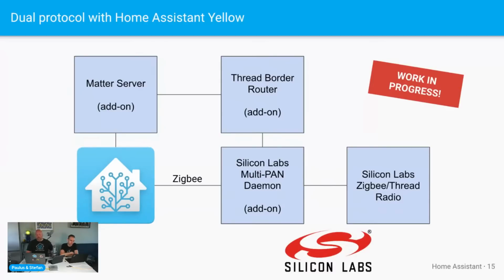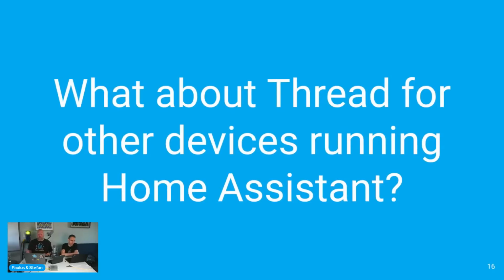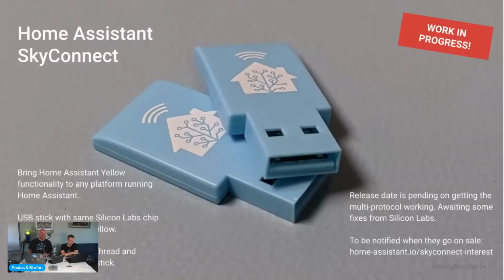Right. Yeah, that's nice. Now, you might be wondering, okay, what about Thread for other devices running Home Assistant? Well, we got something very cool to announce, and that is the Home Assistant Sky Connect. The Home Assistant Sky Connect will have the same radio as we have in the Home Assistant Yellow. And this means that we will be able to run the exact same stack as we saw on the previous slide of doing both Zigbee and Matter and Thread at the same time in any existing Home Assistant installation. So this will work with the Home Assistant Blue, this will work with the Raspberry Pi, this can work with virtual machines, anywhere.